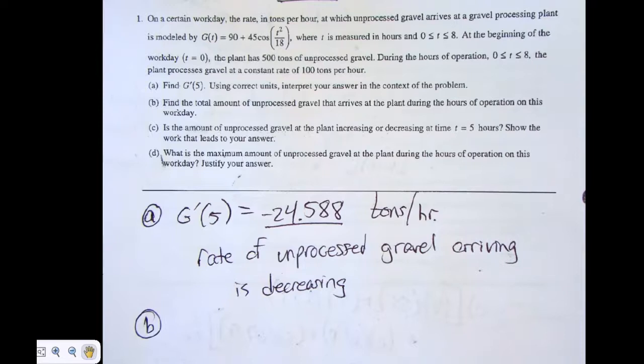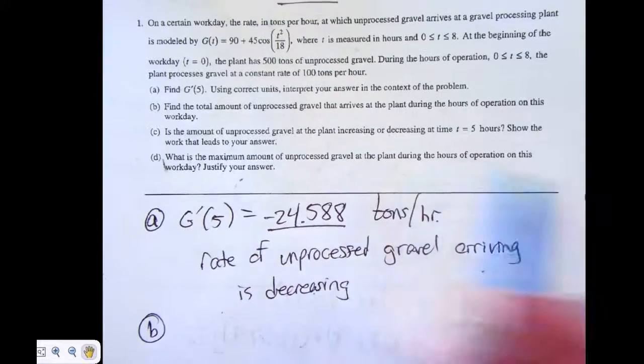So gravel is arriving, it's coming in and making an increase, but the rate is decreasing because it wasn't as much as it was before. The rate that it's coming in is slowing down. It's still adding to the pile, but it's decreasing in the amount that it adds.